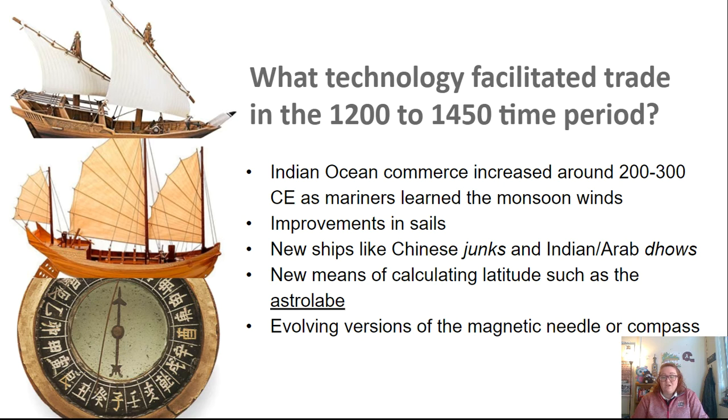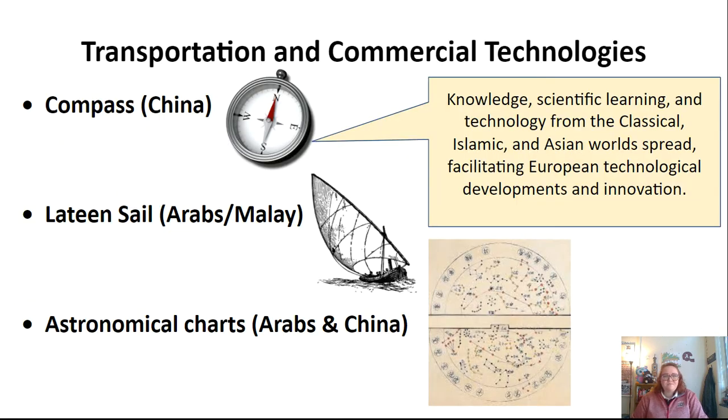We also looked at the astrolabe, which would significantly change the way people would use ships and explore the world around them, as well as the magnetic needle or compass. So really, knowledge and scientific learning and technology from those classical Islamic and Asian worlds helped spread and facilitate Europe to take these items and continue to develop them and make them better or improve upon them.